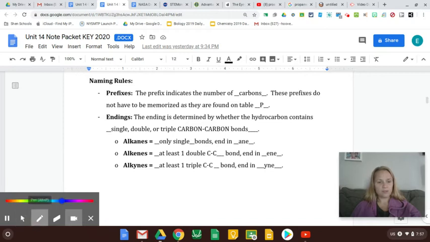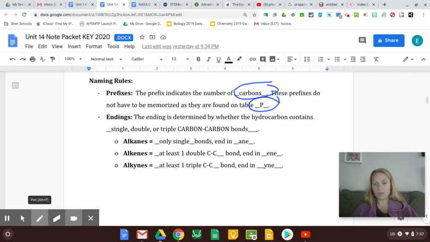So just to summarize the naming rules, the first part, the prefix: meth, eth, prop, but, pent, hex, hept, oct, non, dec. Those all tell you how many carbons there are, not how many atoms, not H's, not O's, how many carbons there are, because organic's all about carbons. And you don't have to memorize those. You'll probably memorize some of them, but they are all on table P. Like 7's usually a hard one to remember if you need to look it up.